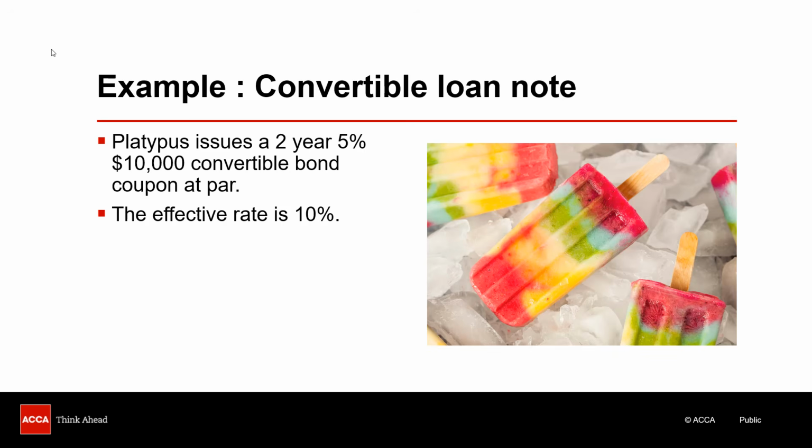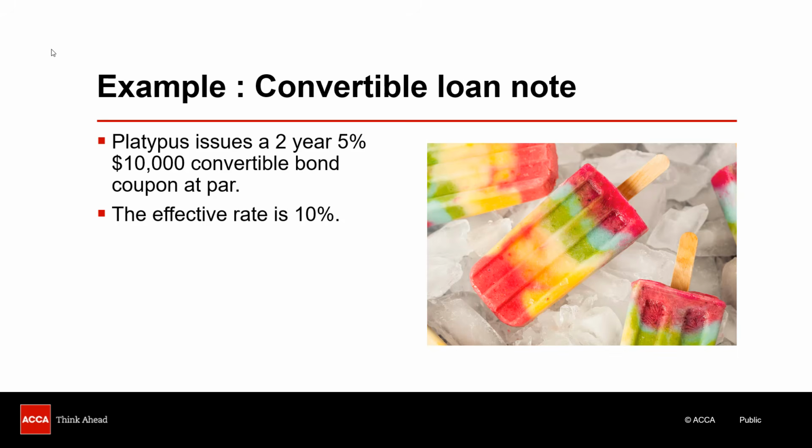So what we need is an example. And Platypus is issuing a 2-year 5% convertible bond. So the bond will disappear after 2 years. It's issued at par, so we are receiving $10,000. The 5% is the coupon rate. So once again, we're paying $500 each time, each year out. Now the effective rate this time is 10%.